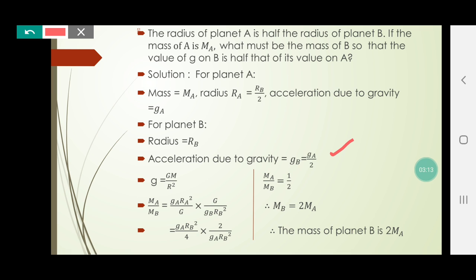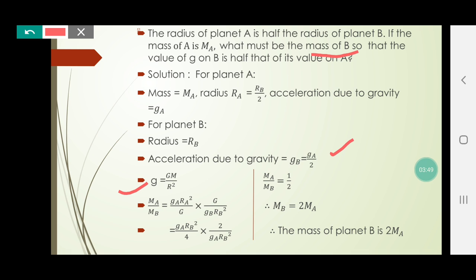Now no values are given over here, so we have to write in terms of mass only. What we have to calculate is the mass of planet B. So which equation are we going to use? We are going to use the equation of acceleration due to gravity. So g is equal to GM upon r square. Now as g is equal to GM upon r square, I have to write it for planet A and planet B.